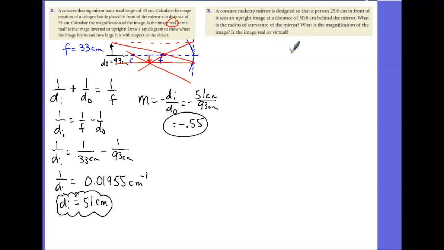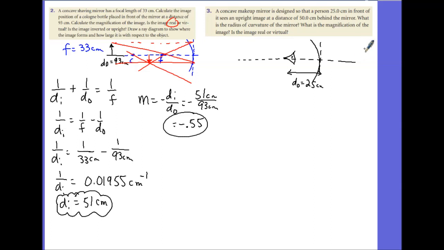So this is a concave mirror. Okay, and so let's see, something that looks like this. Principal axis. The concave mirror is designed so that a person 25 centimeters in front of it, that might be like their eye, right, that they're looking at, or something along those lines. So they're at a distance of 25 centimeters. So the object distance, do, is equal to a positive 25 centimeters. Again, it's on the reflective side of the mirror.